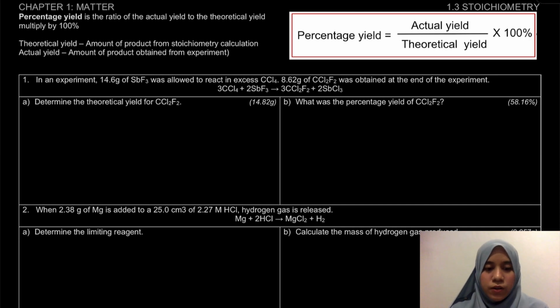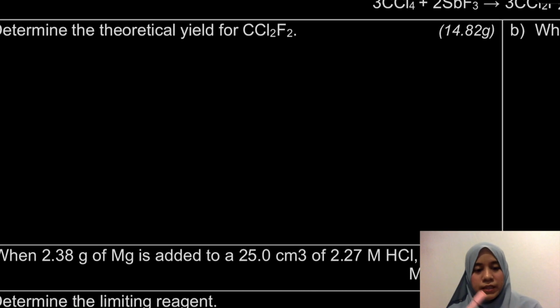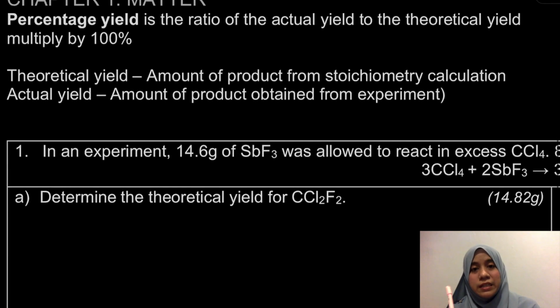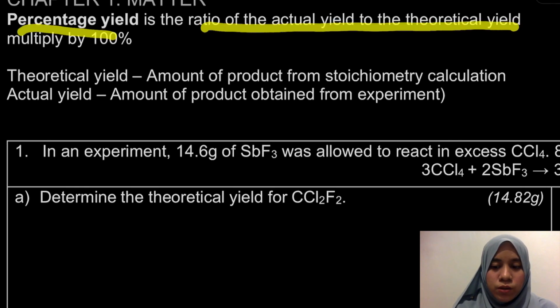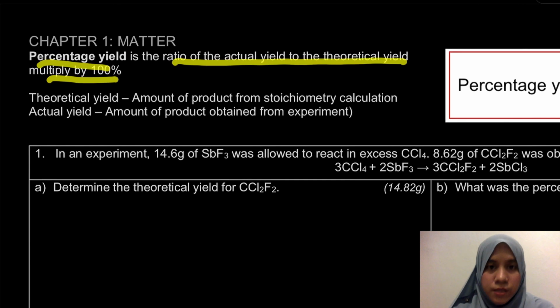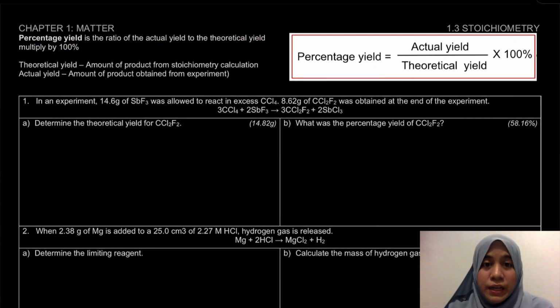For percentage yield, percentage is your percent. Yield is actually the product, how much product you actually get. For example, if you combine bread with cheese, the yield is the product, which is a cheese sandwich. So percentage yield is the ratio of the actual yield to the theoretical yield multiplied by 100%. That is in terms of words. The formula is actual yield divided by theoretical yield.